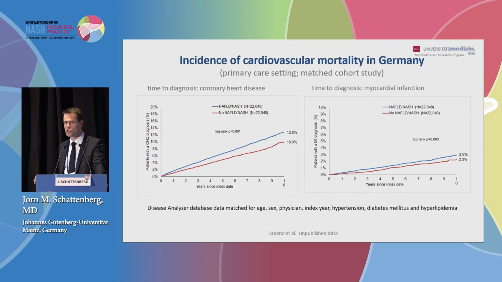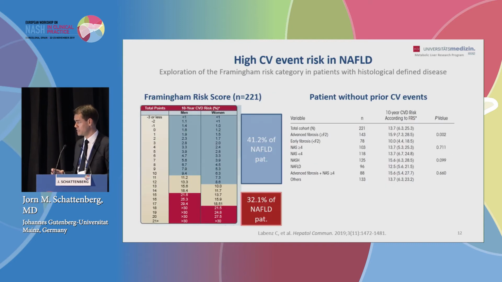It's not a huge numeric difference, but over this observational time of 10 years, you do see the lines separate, and having NAFLD puts you at risk of developing both either coronary heart disease that was not known at the time of the diagnosis of NAFLD or myocardial infarction. And that was, again, matched in these studies for age, sex, for example, hypertension, diabetes, suggesting an independent association of liver disease in the incidence of cardiovascular disease.